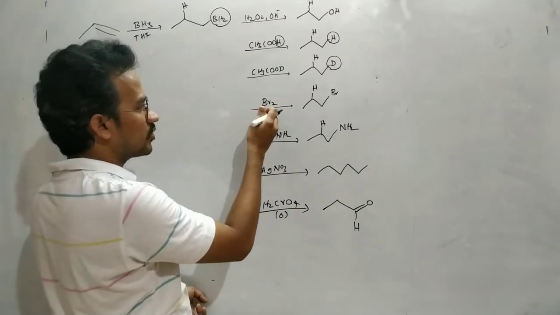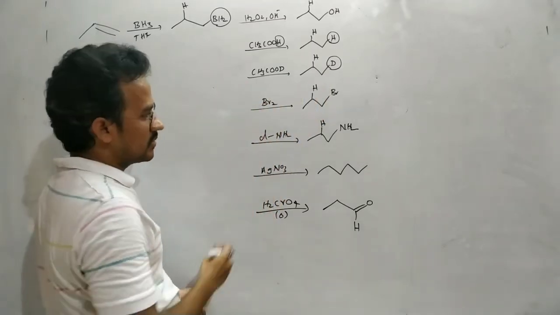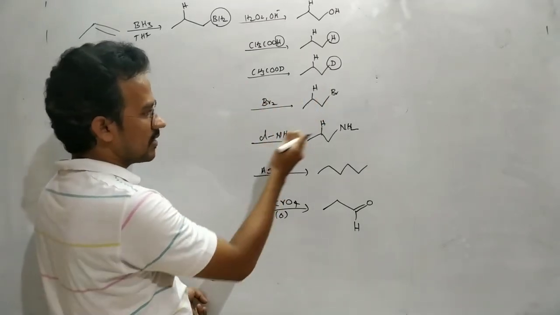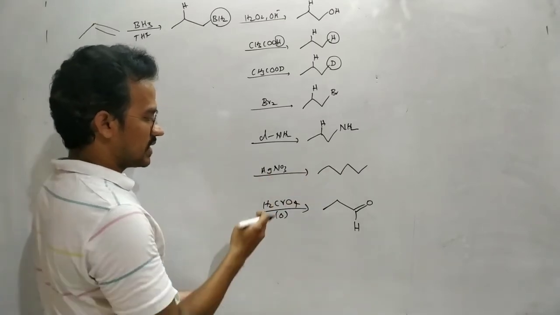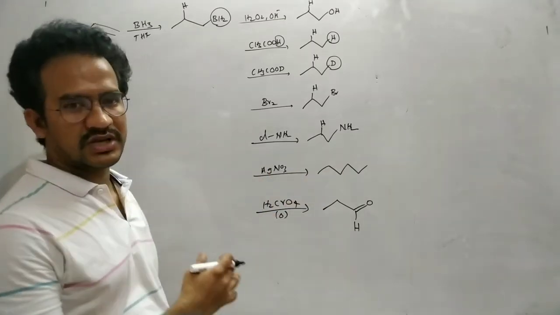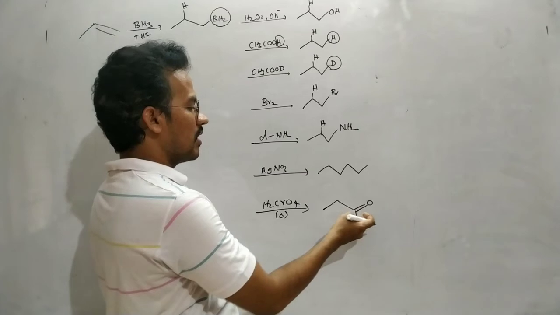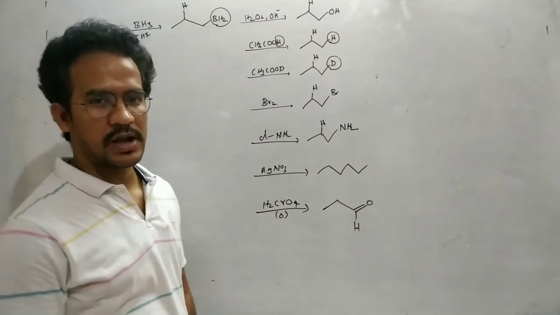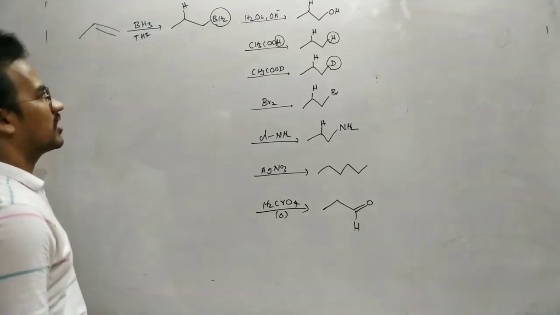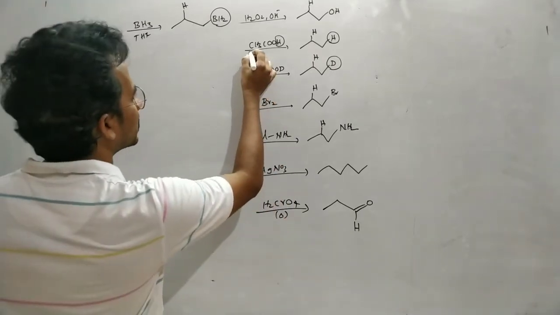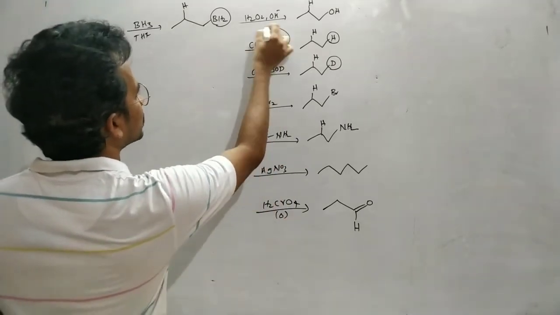By reacting with bromine, we get alkyl bromide. By reacting with chloroamine, alkyl amine. By reacting with AgNO3, dimer product. By reacting with the H2CrO4 oxidizing agent, we will get the aldehydes. That's it. So these are the applications of the hydroboration oxidation. Now here, one of the important applications is stereochemistry.